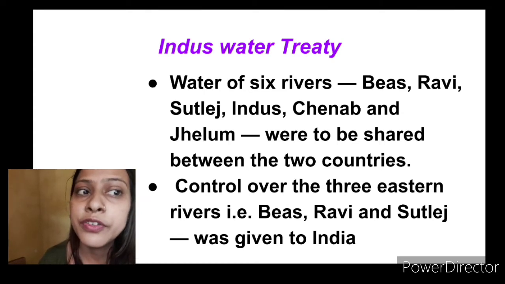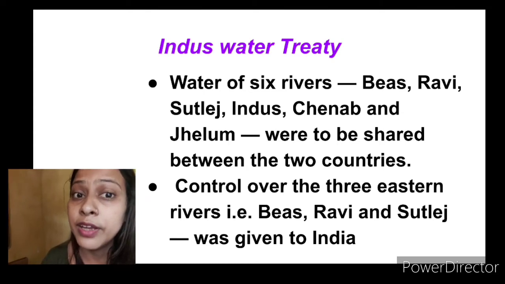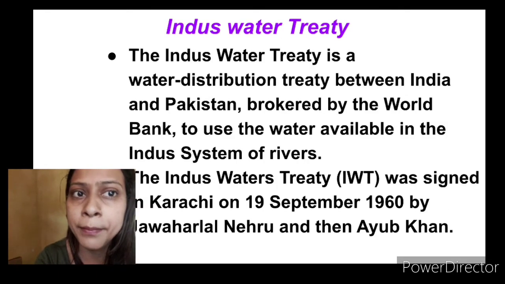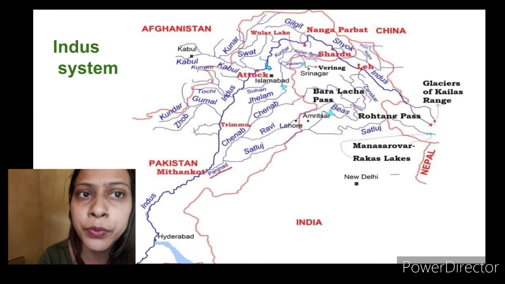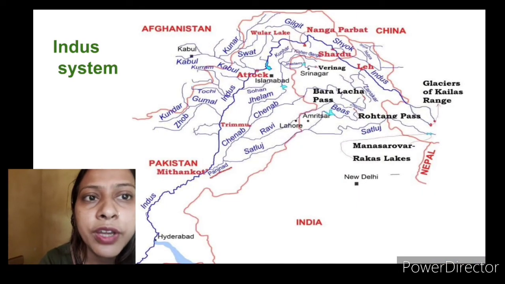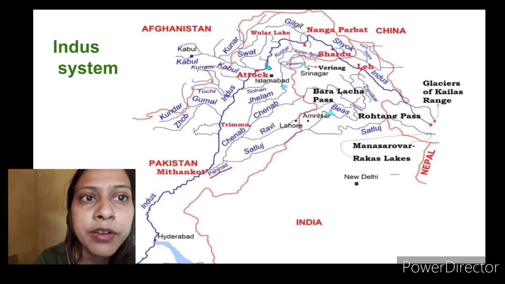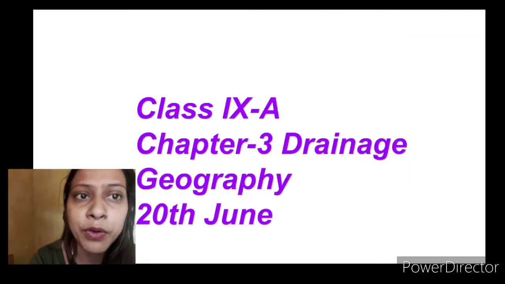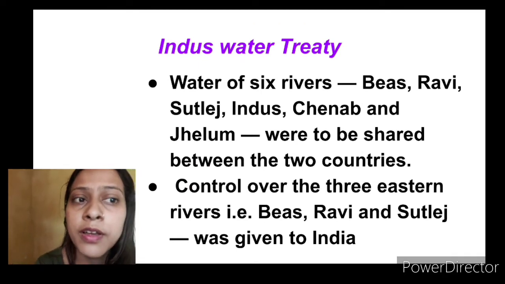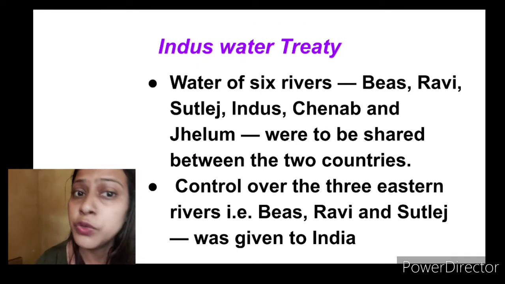So control over the three eastern rivers, if you see in the map, if you have the map, I'll just show you. Just see these three, that is Satluj, Ravi, and Beas. So these three rivers, Beas, Ravi, and Satluj, were given to India.